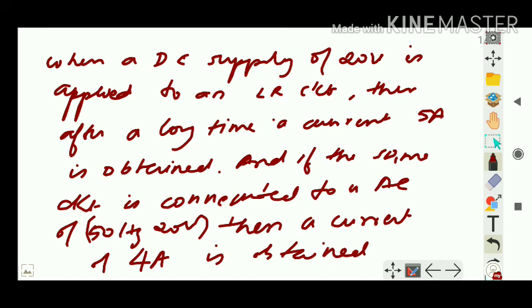You are seeing a question, right? When a DC supply of 20 volt is applied to an LR circuit, a circuit having an inductor and resistance, then after a long time, a current of 5 ampere flows through it, right? If the same circuit is connected to an AC supply, then a current of 4 ampere flows through it, right? In the first section you were connecting to DC, right? So after a long time only 5 ampere current flows, right? So we'll go for that scenario first, right?